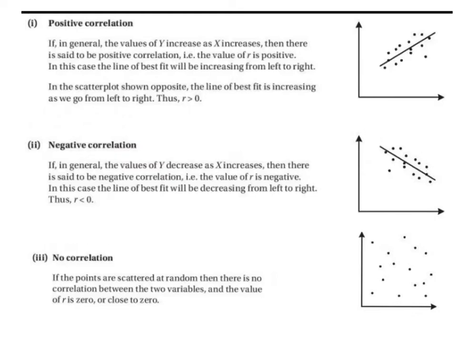No correlation. If the points are scattered at random, then there is no correlation between the two variables, and the value of r is 0 or very, very close to 0. So we can see here they're scattered. There's no line that can be drawn in. So this would mean that there's no relationship between the two sets of data.